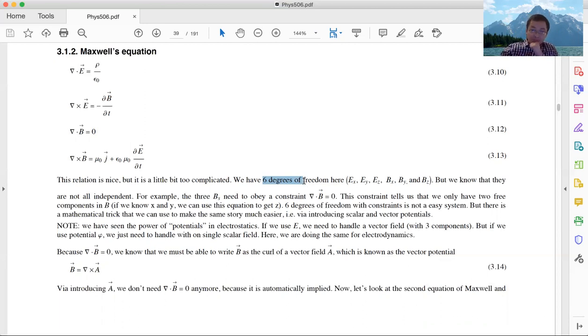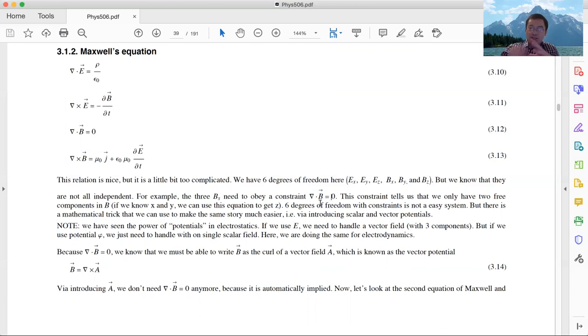And on top of that, these 6 degrees of freedom are not independent of each other. They're actually related. To see that, for example, we can look at the third equation in Maxwell's equations. The 3 components of B, Bx, By and Bz, we cannot take to be arbitrary values. We have to remember that there is a constraint between them. The total divergence needs to be 0. Which means if I already figure out Bx and By, I don't have much degree of freedom left for Bz.